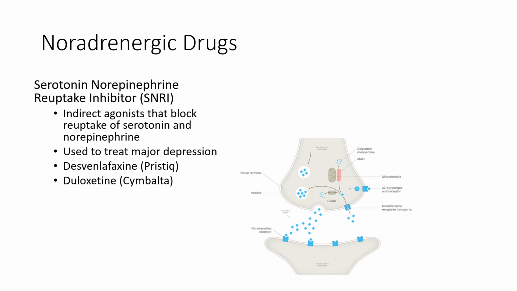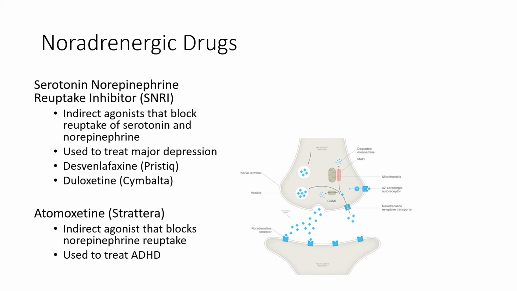And this is mainly used for depression, just like SSRIs are. So its main use is for treating major depression. Another one that is here is Receptor, and this is another indirect agonist, but this one blocks just norepinephrine reuptake, not serotonin and norepinephrine. And this one's actually used to treat ADHD because by blocking norepinephrine reuptake, it actually indirectly results in effects on the dopamine pathways.